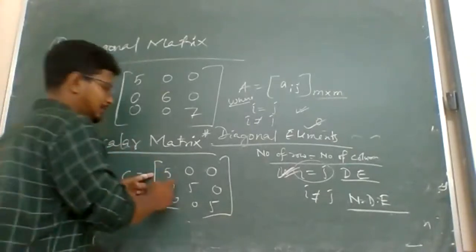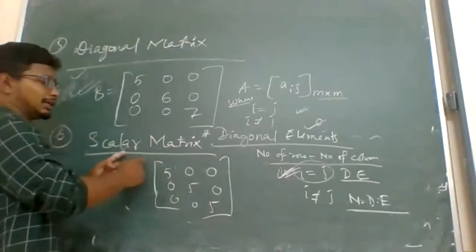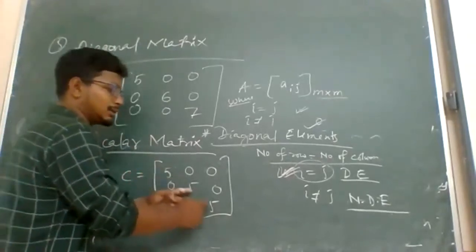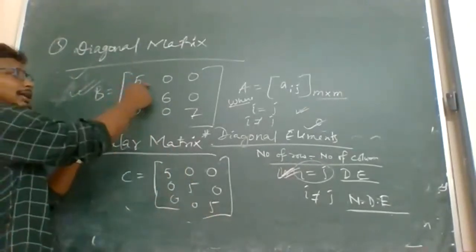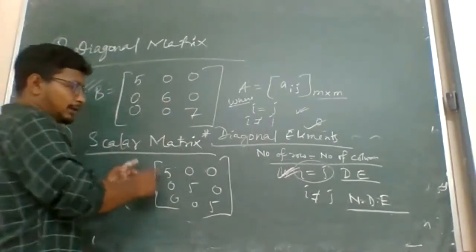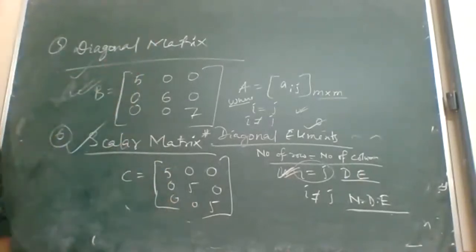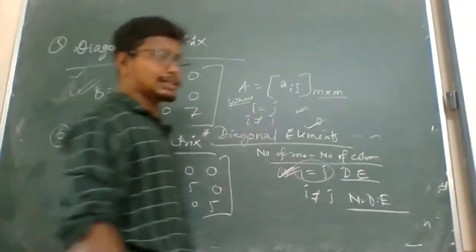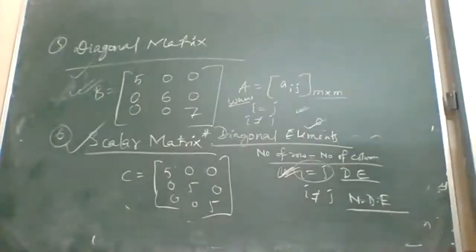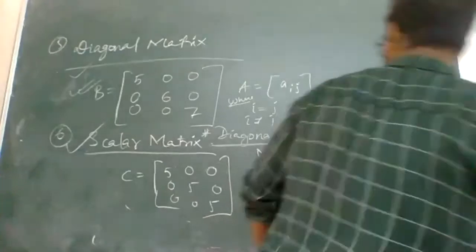Yes, in matrix C all the diagonal elements are equal, but in matrix B the diagonal elements are not equal. So the matrix where all the diagonal elements are equal is known as a scalar matrix. Is it clear? Yes, sir.